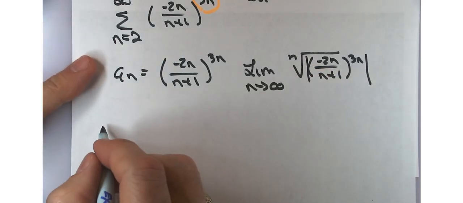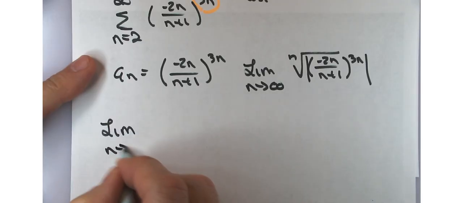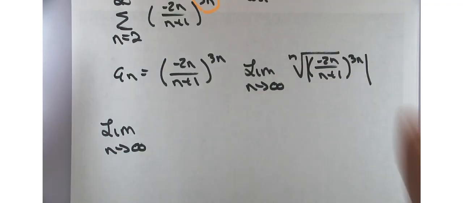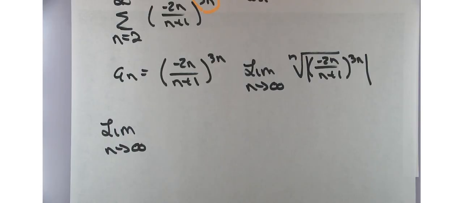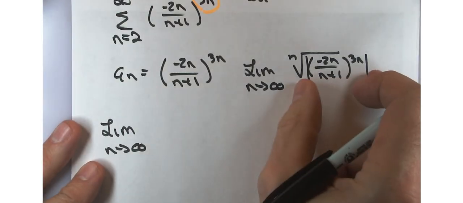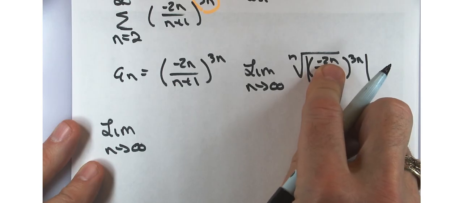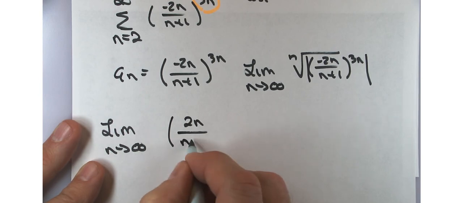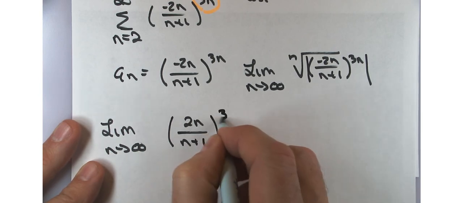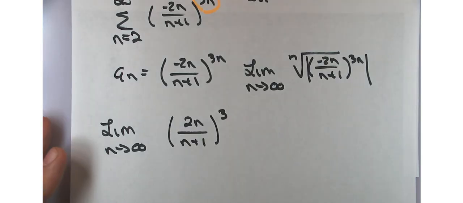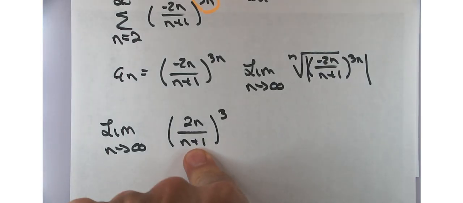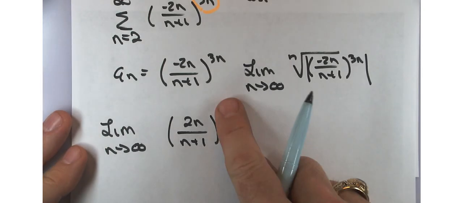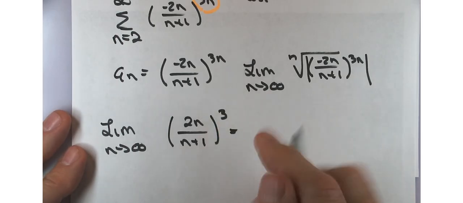And I'm going to rewrite this a little bit. Limit as n approaches infinity. The nth root of the 3n power, those two operations are going to cancel each other out, as well as the absolute value of negative 2n is just going to be a positive 2n. So I'll end up with 2n over n plus 1 raised to the third power. Can anyone calculate that limit? Close. The inner part would be 2, cubed.